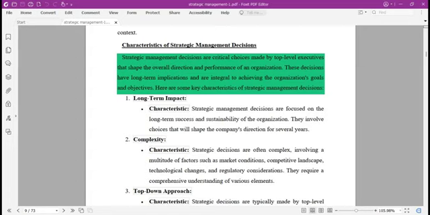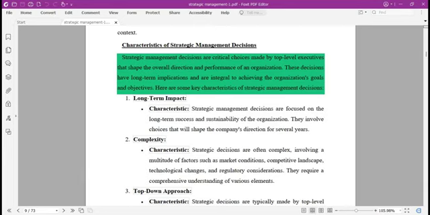We have the long-term impacts. Of course, these long-term impacts are one of the basic attributes of strategic management decisions. Strategic management decisions are focused on the long-term success and sustainability of the organization. They involve choices that will shape the direction for several years. These are long-term variables that will affect the organization's decisions positively.